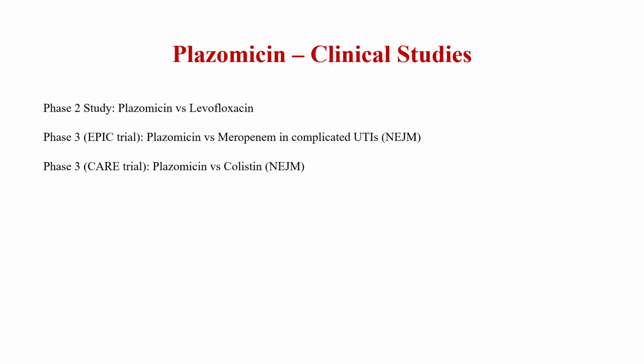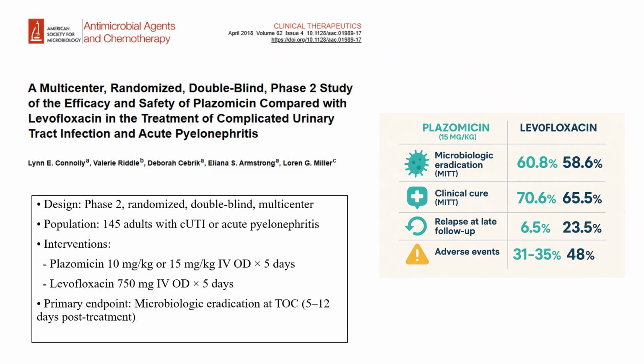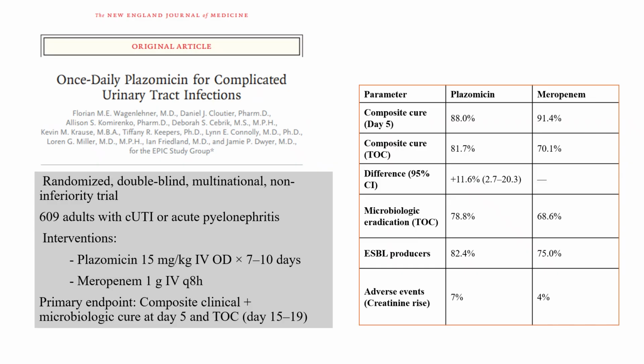Before this, there was a phase 2 study in which plazomicin was compared head-to-head with levofloxacin in UTIs, and it was shown to be as good as levofloxacin once a day for 5 days. So this is the EPIC trial, where plazomicin is compared against meropenem in UTI, and plazomicin is found to be non-inferior. You can see that because of the post-antibiotic effect, the number of relapses is lower with aminoglycosides compared to carbapenems in this particular study.